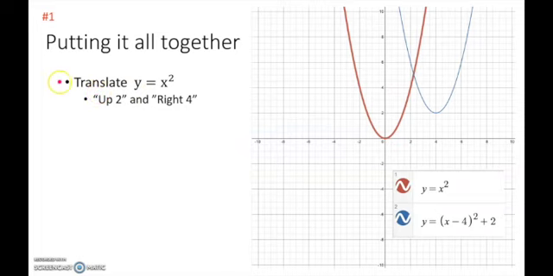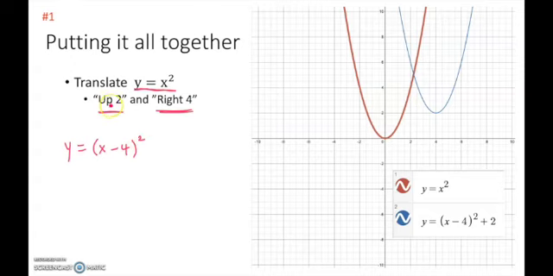Now we have our first example problem. We're going to be translating this parent graph of y is equal to x squared up 2 and right 4. So let's think about how that's going to be done. So we are going to have our y is equal to, let's take a look at this right 4 first. We're going to be placing that x term within the parentheses. And do you think we're going to be doing minus 4 or plus 4? That's right. When we want to move a graph to the right 4, we're going to put minus 4. And we're going to have that term be squared.